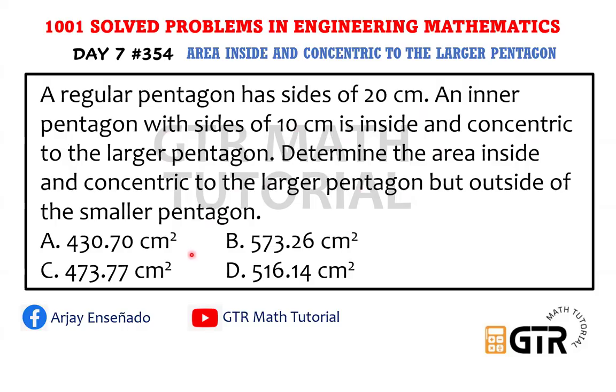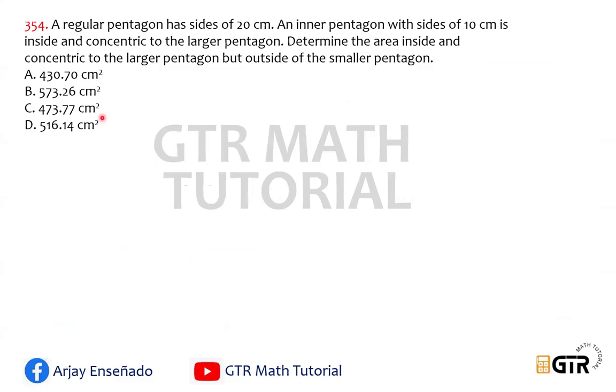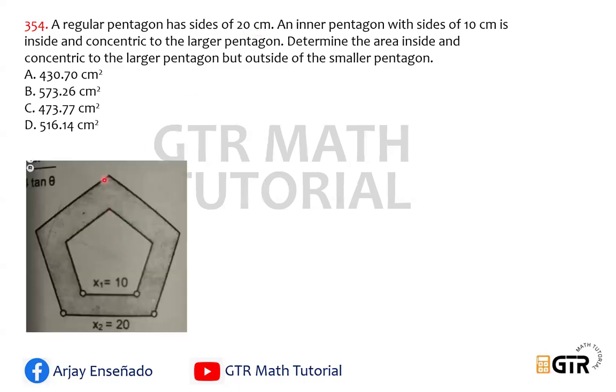Okay, so let's draw the figure. So we have a regular pentagon with sides of 20 centimeters. Okay, so this will be the figure. Since it is regular, that means all the sides of the larger pentagon are 20 centimeters. And an inner pentagon with sides of 10 centimeters is inside and concentric.